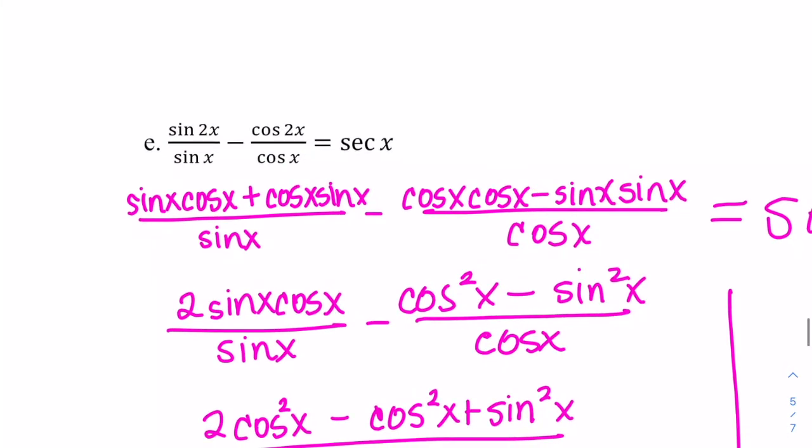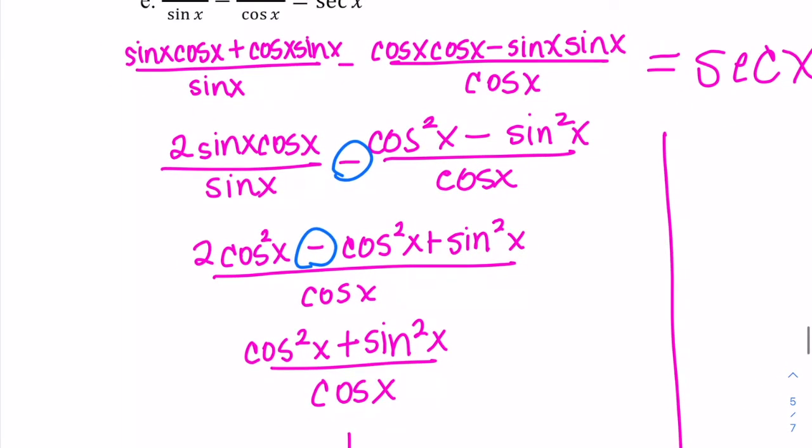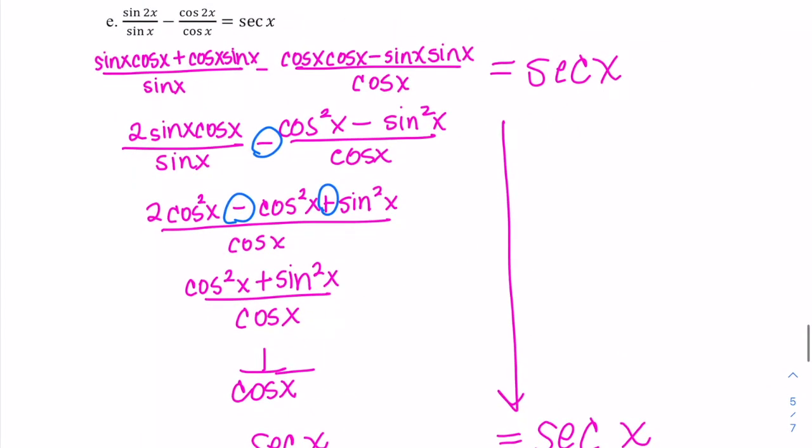So just be careful when you're distributing this negative. So we'll have minus cosine squared plus sine squared. And then we can simplify the cosine squared, so we get cosine squared plus sine squared in the numerator. And we can replace that with 1. And so we'll have the left side being equivalent to the right side, which is secant of x.